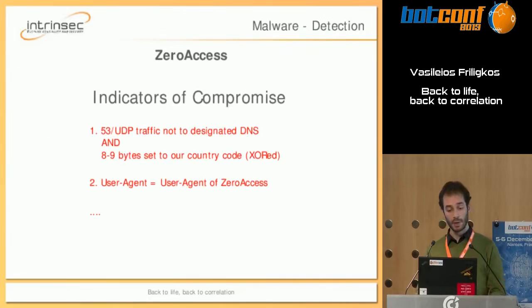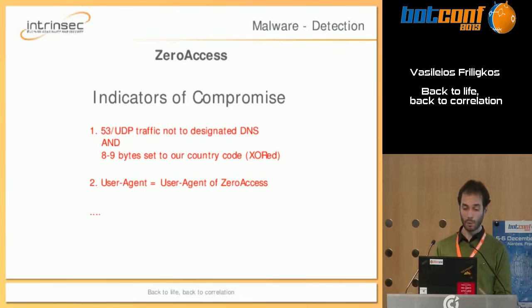Again, taking the previous example, what could be an indicator of compromise? For example, DNS traffic not going to our DNS server, and on top, after our analysis, we discovered that the 8th and 9th bytes, for example, are representing our country code, XORed and encrypted, but still, since our machines are located, let's say, in the same perimeter, it could be used as an indicator of compromise. Or, for example, using our proxy server logs, whenever you see the user agent that ZeroAccess used, well, alert me, because there's probably an infection, and many other examples.